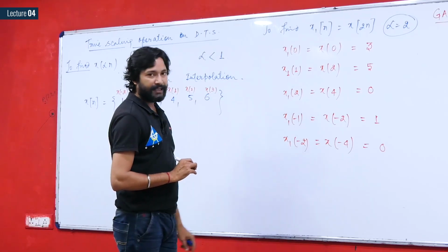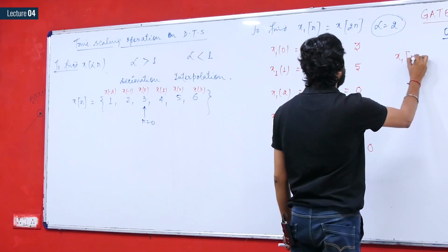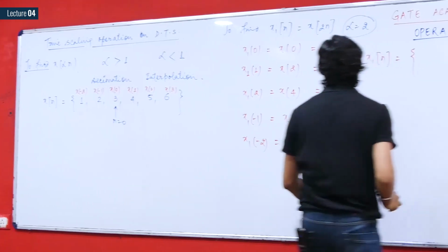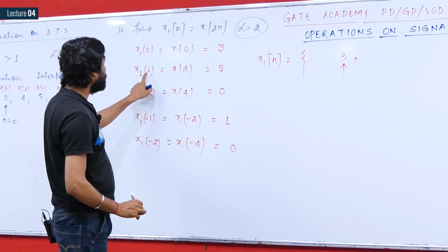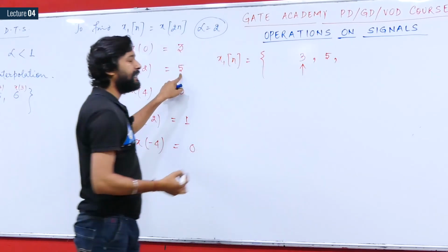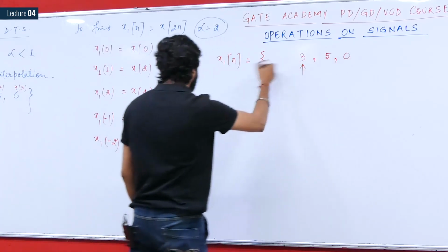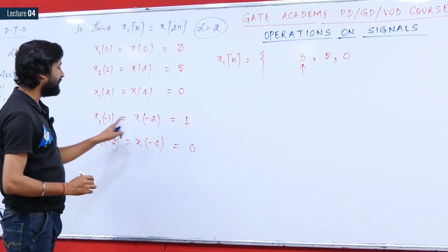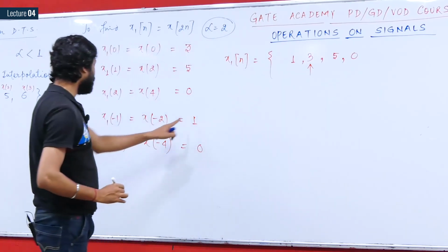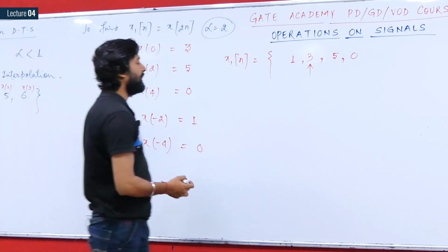So now you have taken all the values. x1 of 0 is 3, so if you want to see signal x1 of n, at the origin the value is 3. At n equals 1, the value is 5. For any integer value of n greater than 1, all other values are 0. Before n equals 0, you have x1 of minus 1 equals 1, so it will have value 1. But all other values before n equals minus 1 are again 0, so we don't need to plot that.